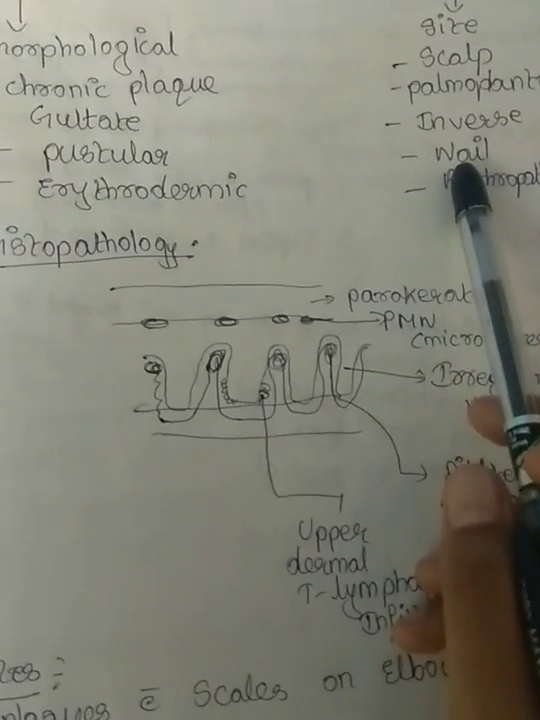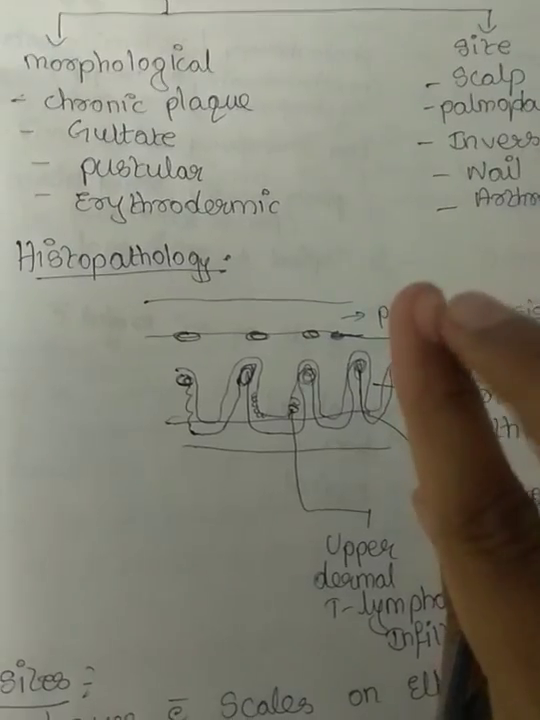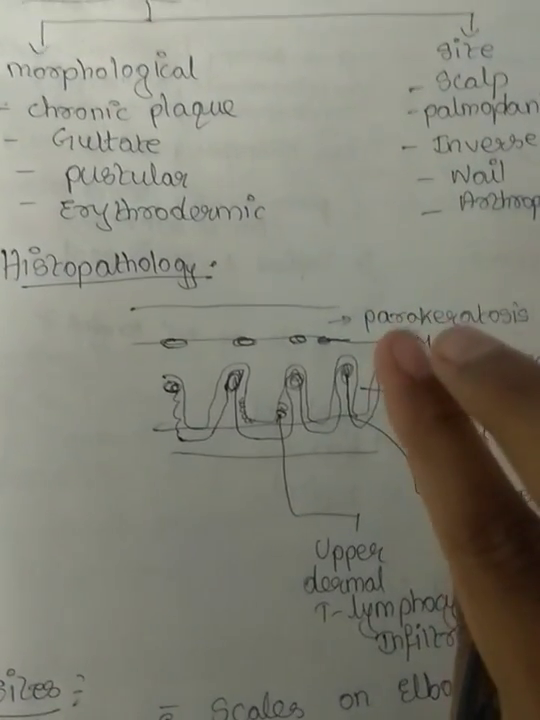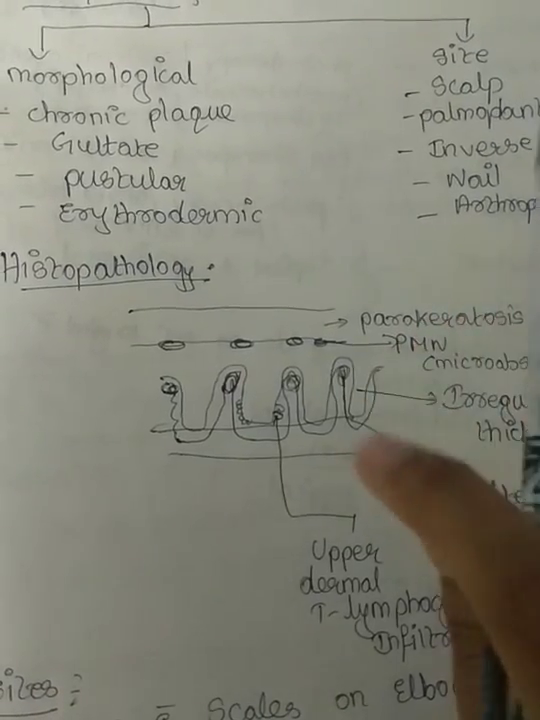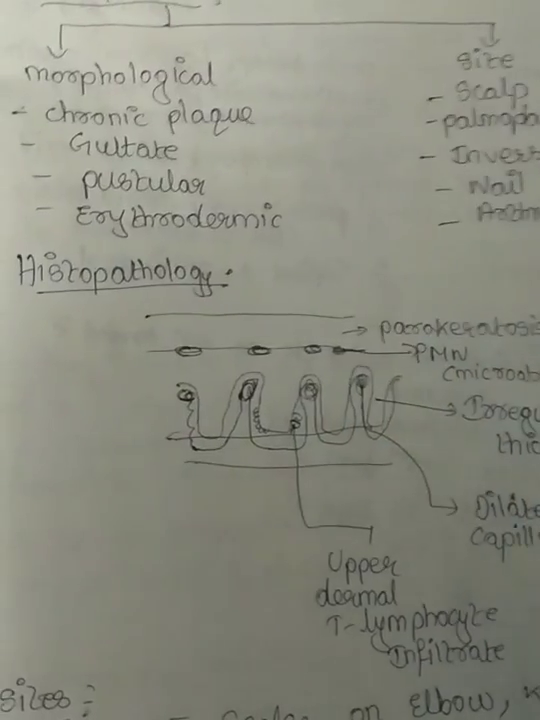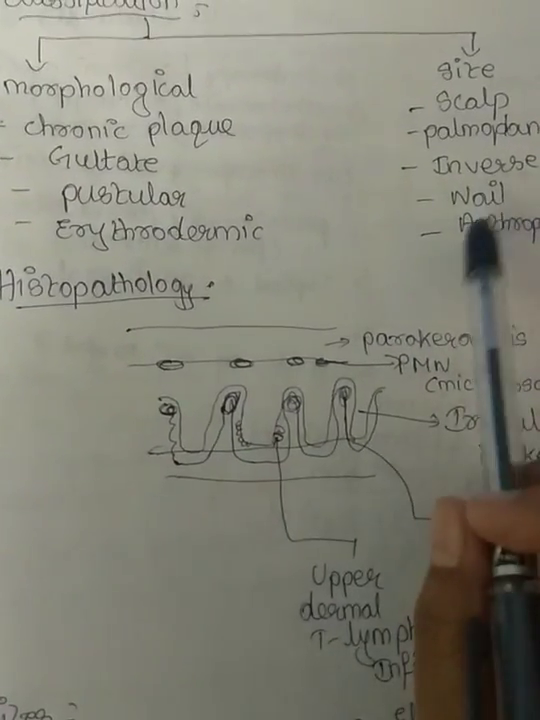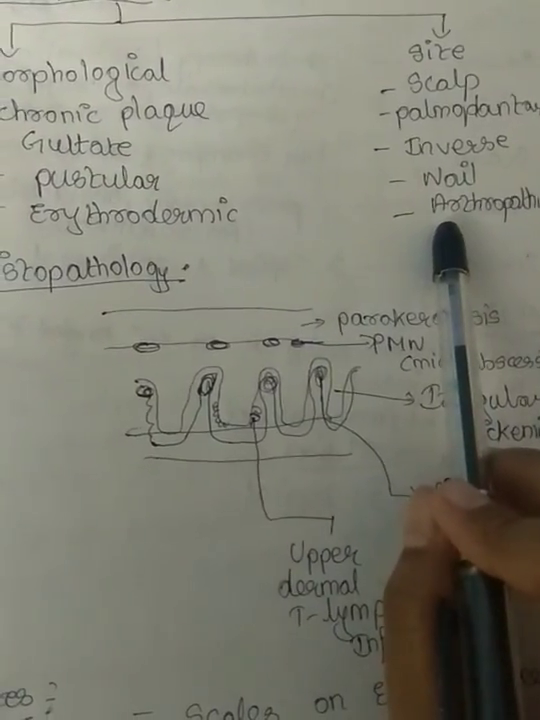Then over the nails, you can identify it by oil spots and pitting. The treatment for nail psoriasis is injecting retinoids over the nail matrix. So that's the treatment for nail psoriasis. Then arthropathic, which is an autoimmune one.